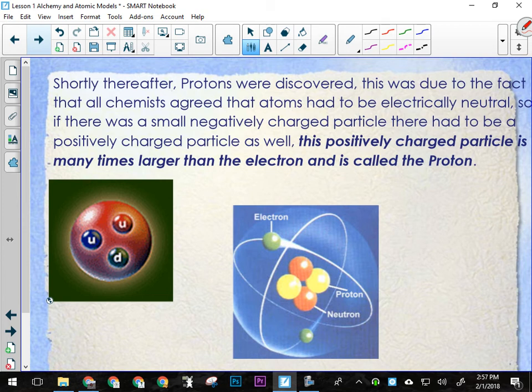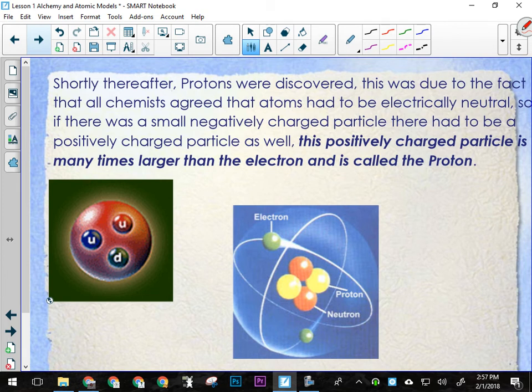But then there were these experiments that kind of said, well, then atoms aren't heavy enough. If they're only made of electrons and protons, all atoms should be a lot lighter than they are. There must be something else in there that's accounting for all the extra mass. Well, it can't have a charge. We've already accounted for positives and negatives, so there must be a neutral particle in there. We'll call it a neutron.